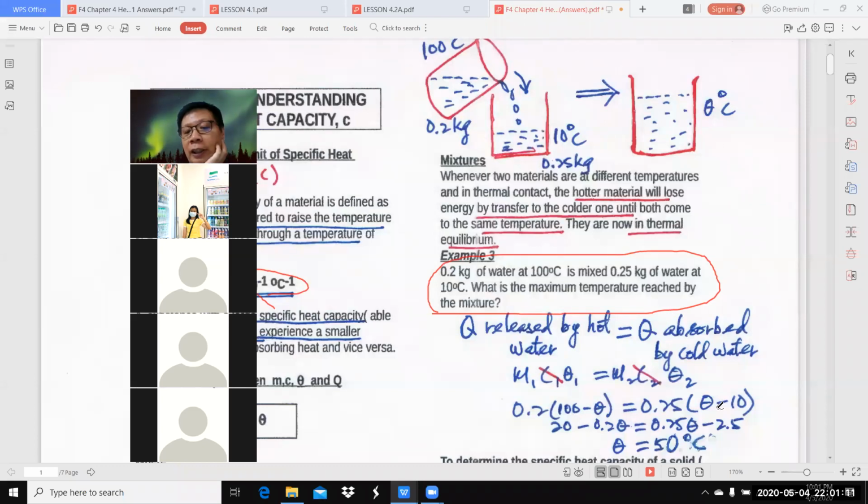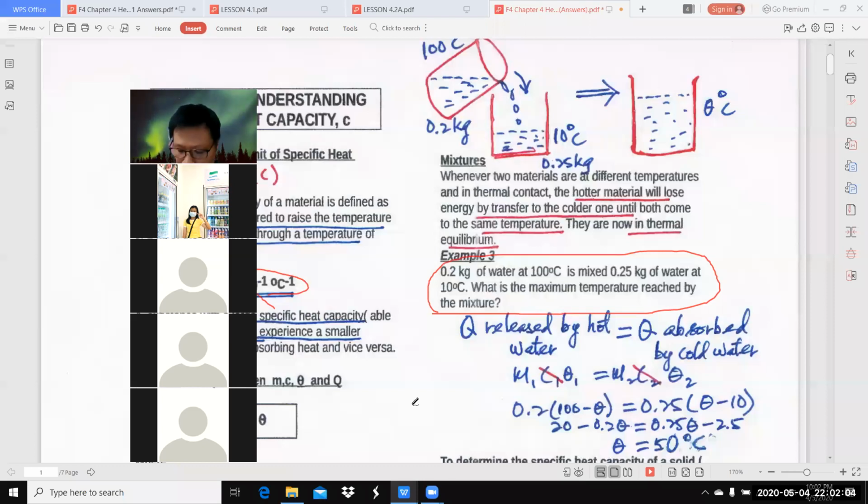Understand? Here, don't mistake. You always take the high temperature minus the final temperature, whereas for the lowest temperature, you take the final temperature minus 10, because theta is lower than 100 and theta is higher than 10, correct? So here 100 minus theta, here theta minus 10. Open bracket, multiply, you get this. Here multiply, open bracket, so you get this. After this, I think you know now: put the theta together, bring this one over, finally you get 50 degrees Celsius. The theta value is 50, meaning the final temperature is 50 degrees Celsius. When you mix the 10 degree and 100 degree water together, finally it becomes 50 degrees.